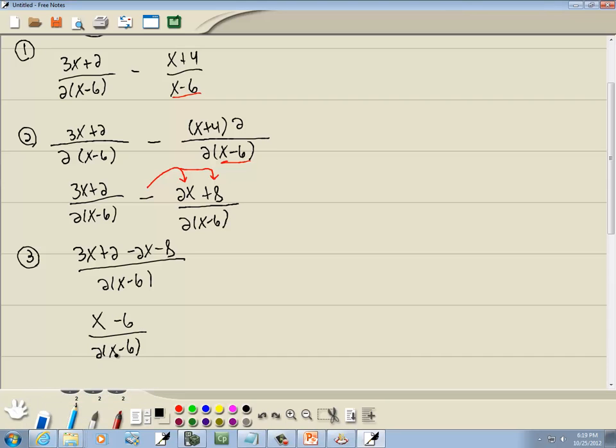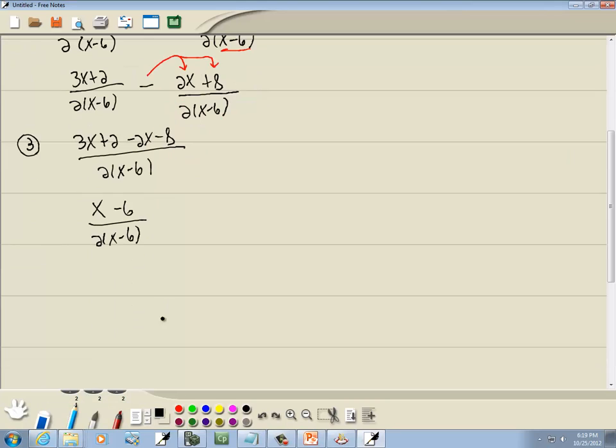Now step 4 we really don't have to do. Step 4 would be to factor the top, factor the bottom. And then step 5 is to cancel. So x minus 6 and x minus 6 cancels there, and we're left with 1/2. And that's our answer.